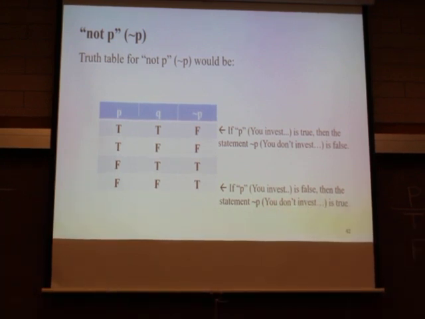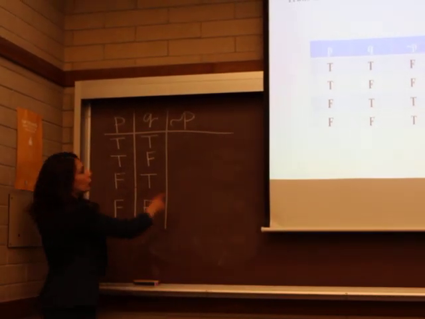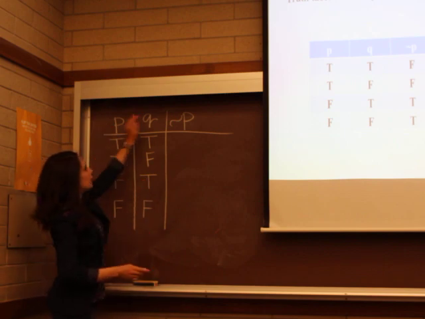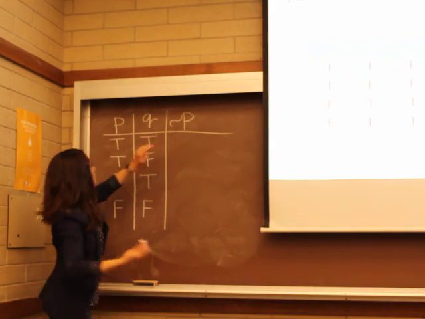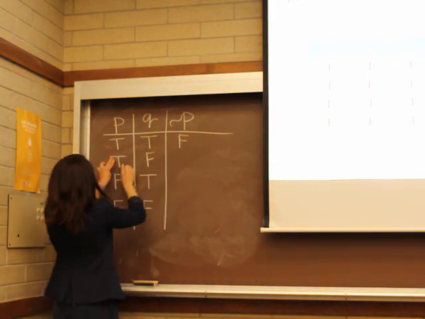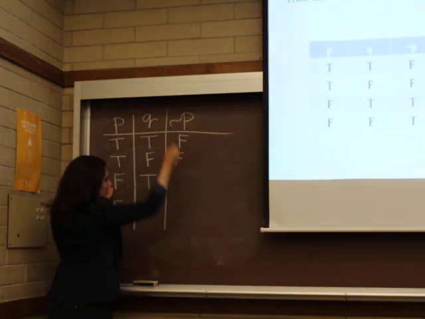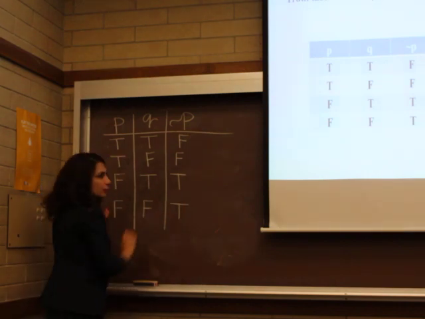Well, let's say I have P and Q, just like here, 4 possibilities, and I want to show not P, the negation. So just look at here, right? I have P, Q, 4 possibilities. I want to show the truth value of not P. One statement and its negation have opposite truth values. So if P is true, not P is false. P is true, not P is false. The opposite: P is false, not P is true. P is false, not P is true. Right?